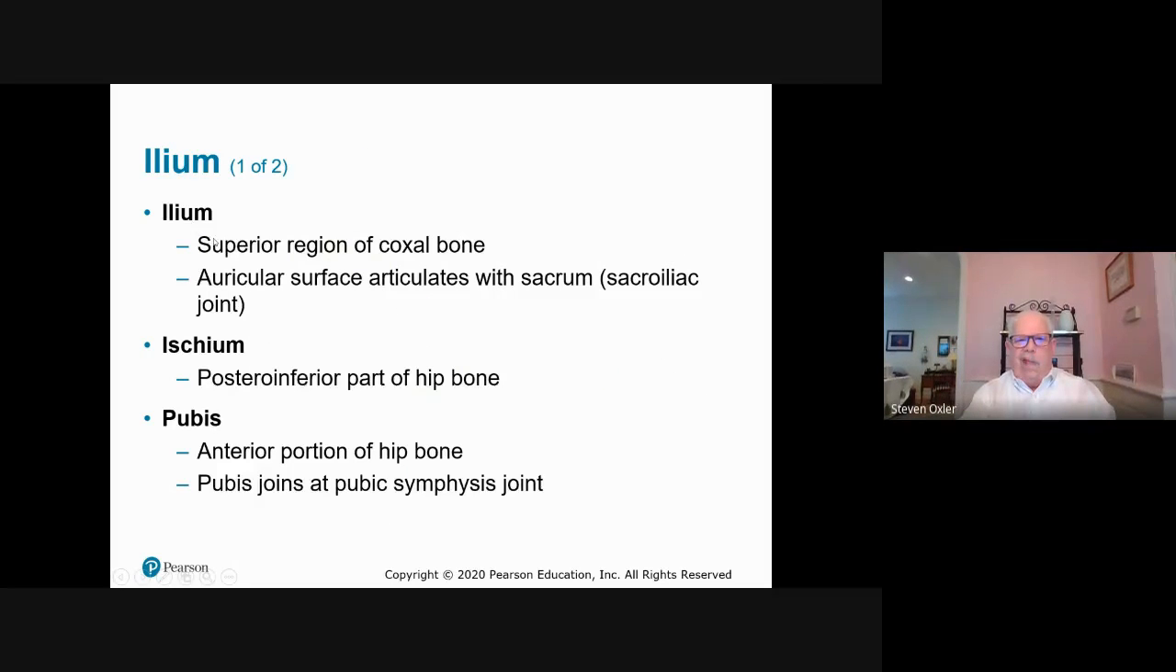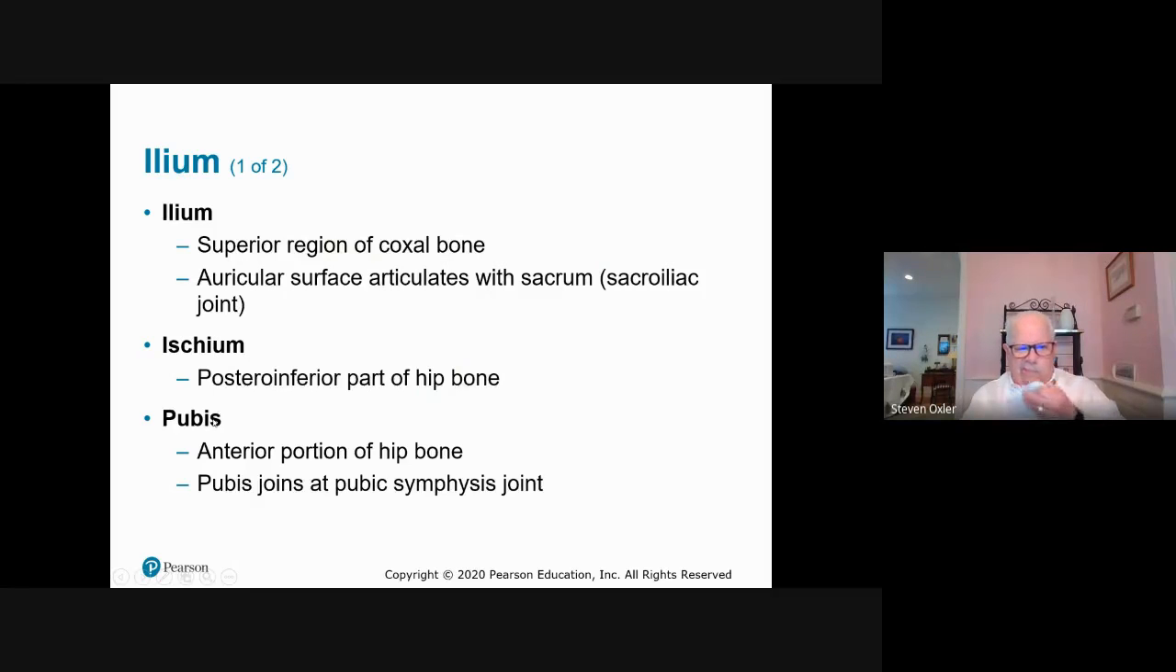The ilium. The ilium is the superior part of the coccyx. It articulates with the sacrum to form the sacroiliac joint. The ischium. The ischium is the posterior inferior part of the hip bone. You're sitting on it right now. There is a tuberosity of the bone called the ischial tuberosity, which is what you're sitting on right now. You're sitting on the ischial tuberosity.